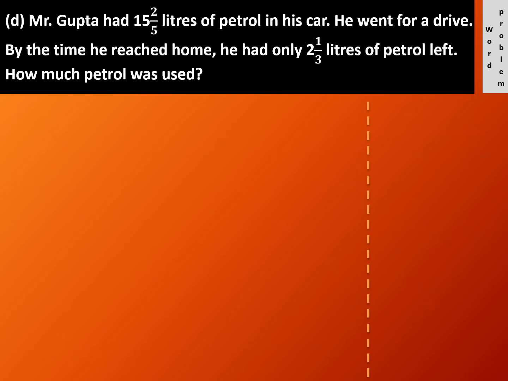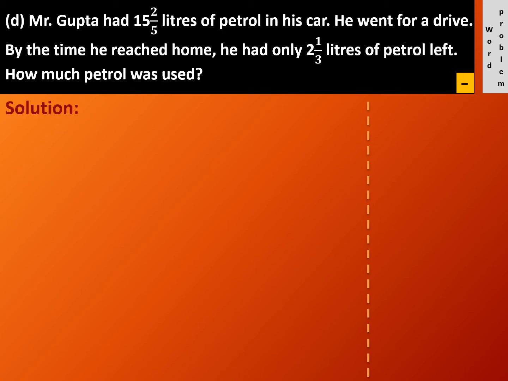Question number D. Mr. Gupta had 15 2 upon 5 liters of petrol in his car. He went for a drive. By the time he reached home, he had only 2 1 upon 3 liters of petrol left. How much petrol was used? To find a solution, first you tell me what we have to do in this question. Addition or subtraction? Yes.